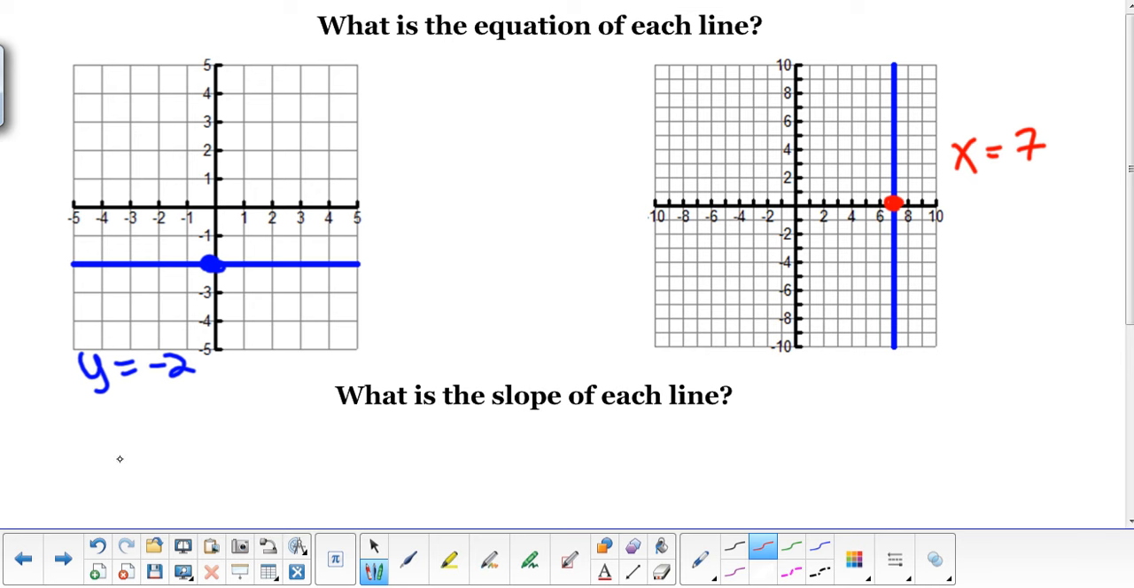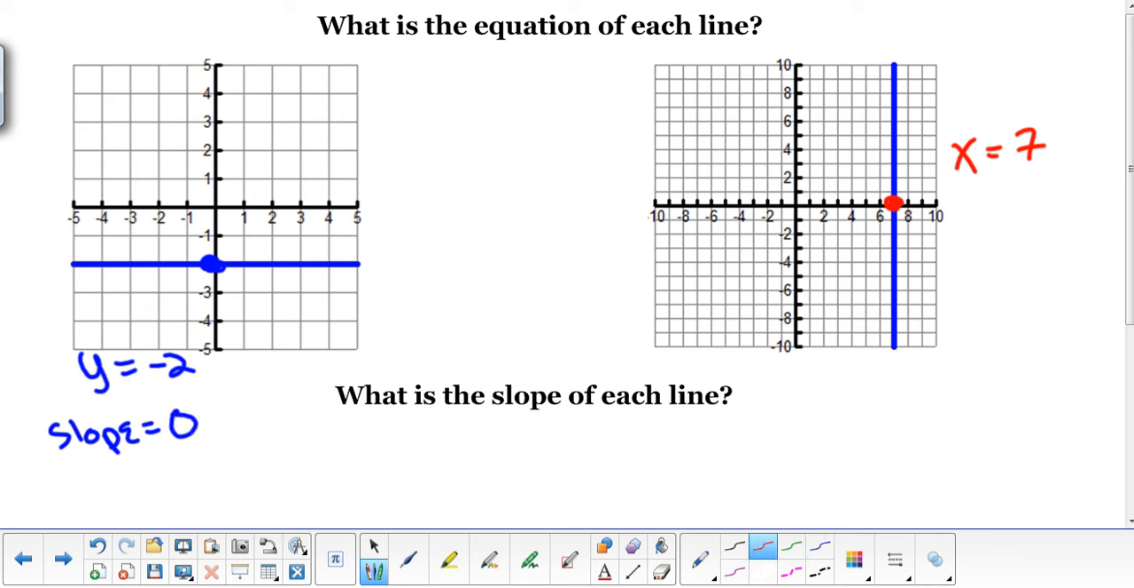What's the slope of each line? Okay, the slope of a line and the equation of a line are different. This describes all of the points. The slope, well, is this super steep or not steep at all? It's not steep at all.